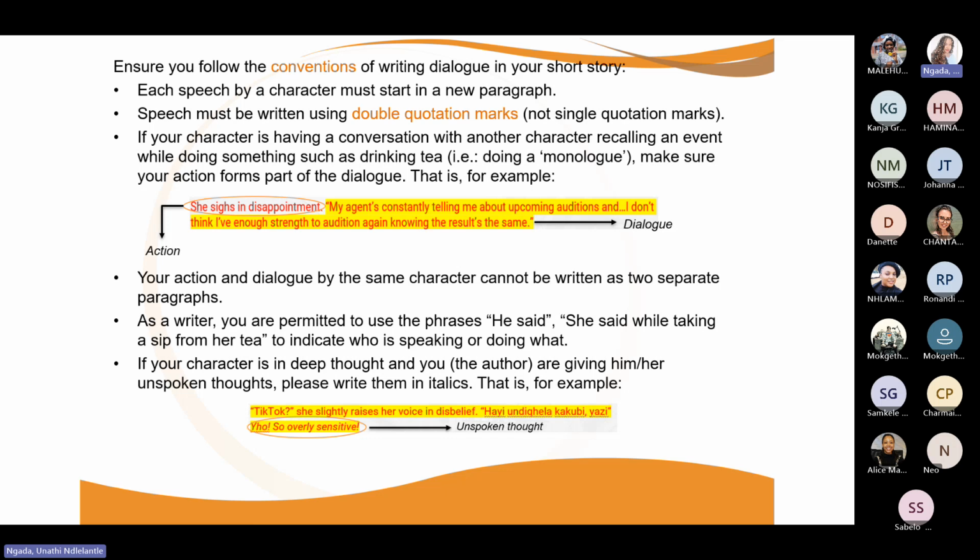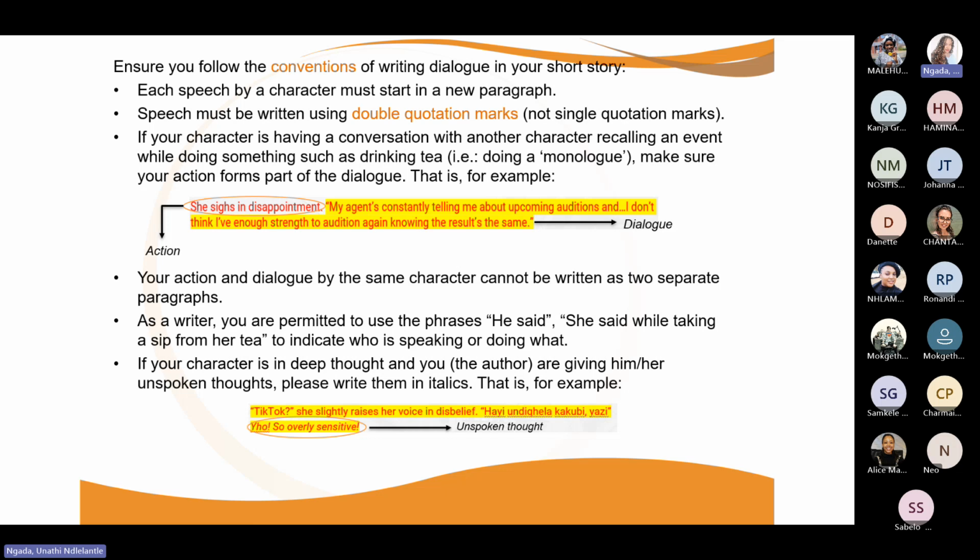right? And then the dialogue, in other words, what is spoken by the character, must be put in double quotation marks. I don't know why people still use single quotation marks at this level in a creative writing module. I don't know why, but it's something that I still pick up even now. So please put it in double quotation marks, not single quotation marks.